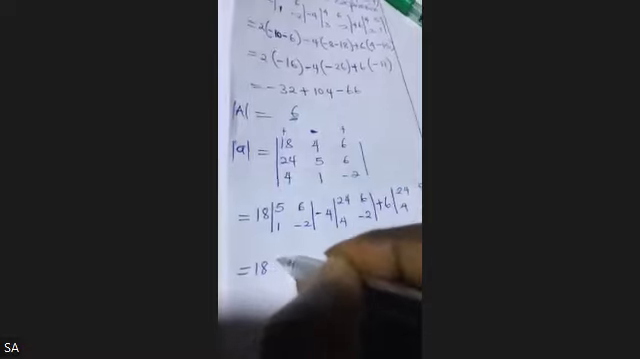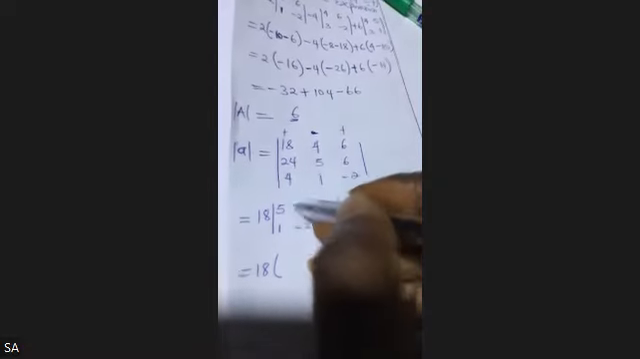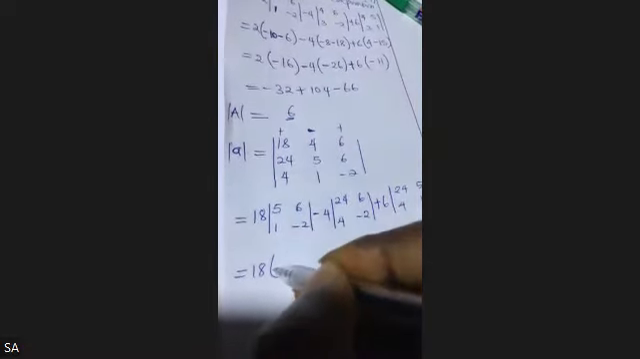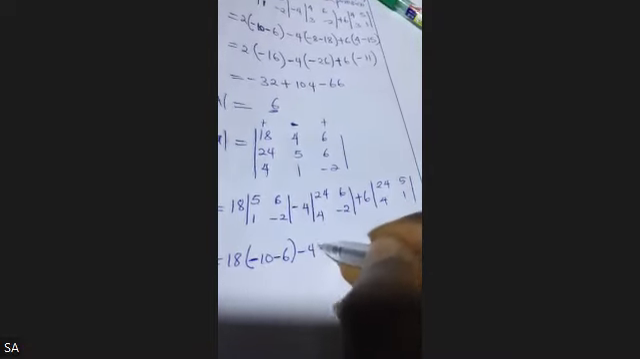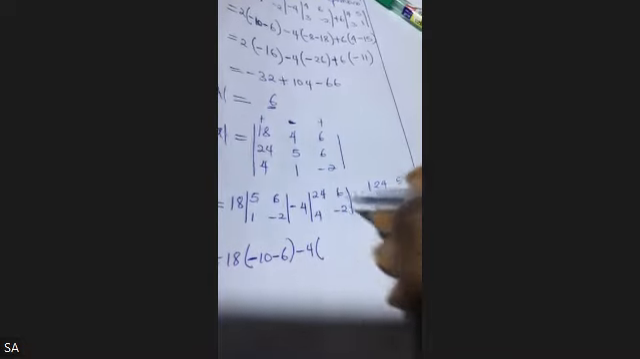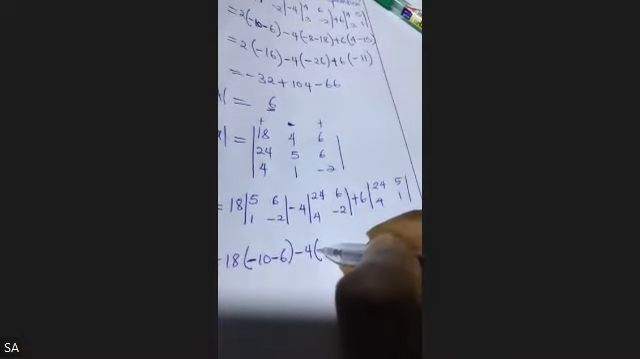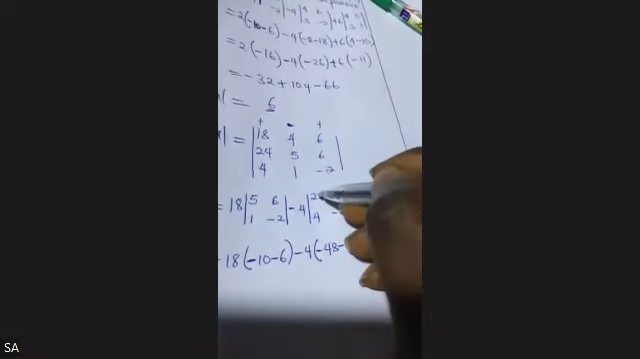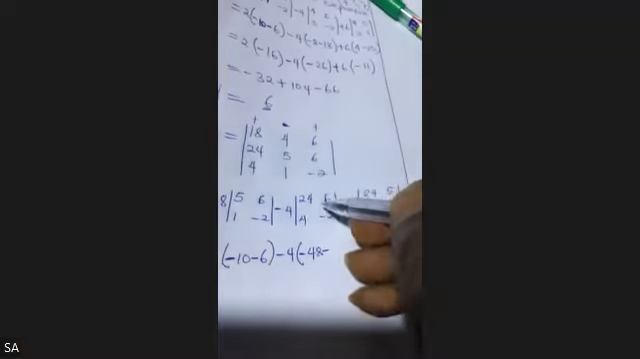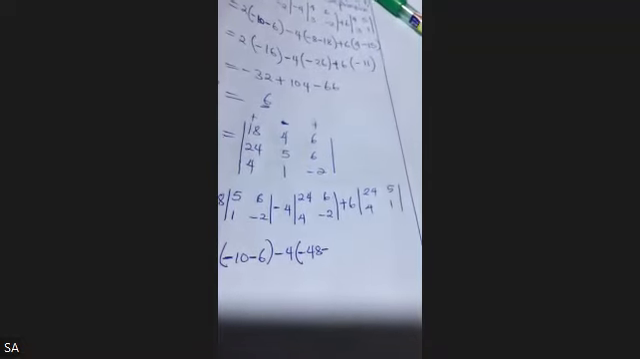So this is 18, open bracket, 5 times minus 2 minus 10. Immediately you multiply this side. Don't forget to quickly put the minus so that you don't forget. 1 times 6 is 6, close bracket. Then minus 4, open bracket. 24 times minus 2 is minus 48. Immediately, don't forget, put minus. After you do this, quickly put your minus because you may forget, especially if this side has minus.